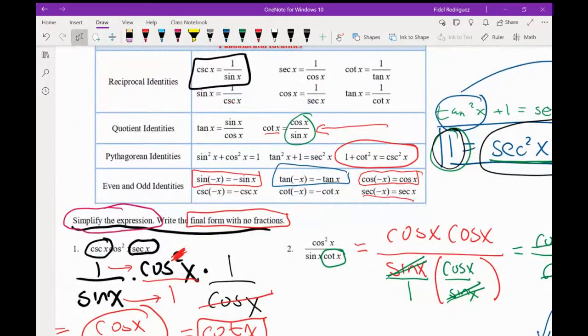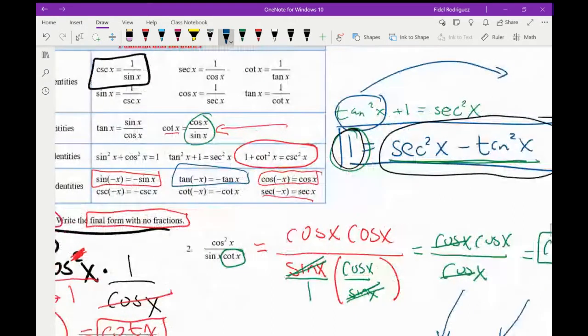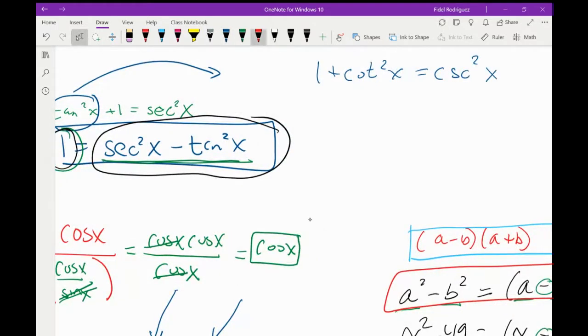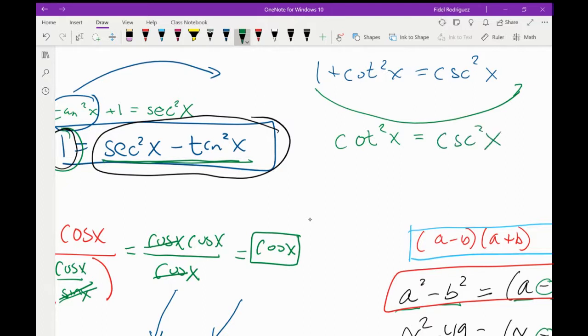Do I have anything that involves a cosecant squared in my Pythagorean identities? Yes, we do. Right here, this last one, right? If we take this identity, I'm going to rewrite it over here on the side. It's 1 plus cotangent squared x equals cosecant squared x. If I were to move this 1 that way, we would end up with cotangent squared x equals cosecant squared x minus 1. What kind of 1 would it become? Negative 1. So cosecant squared x minus 1 is the same thing as cotangent squared x.